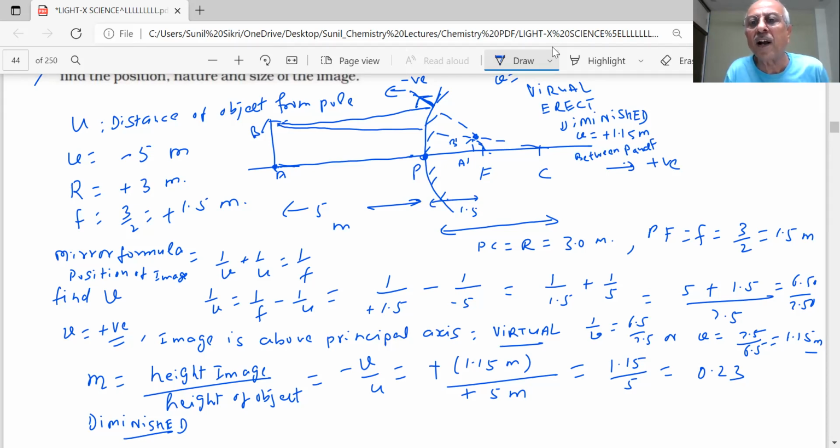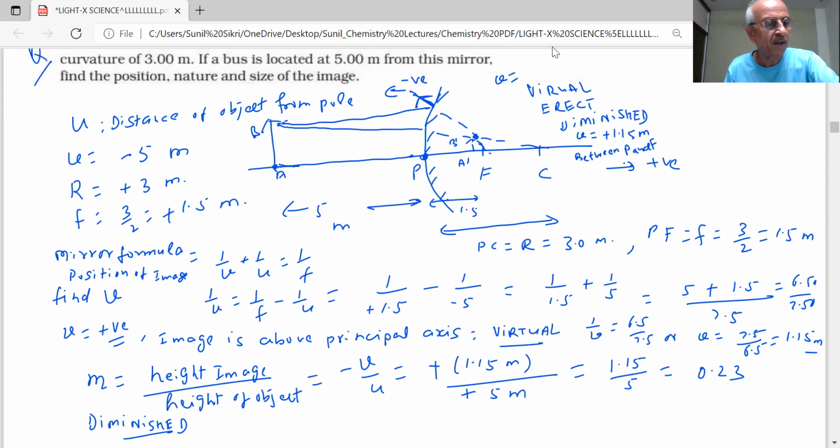You can see the magnification is 0.23 times the size of the object. If the object is 1, then it is 0.23. So it is diminished almost by 75%. Is it clear? Tell me, everything clear? This is an important question which has been solved. I hope everything is clear to you, students.